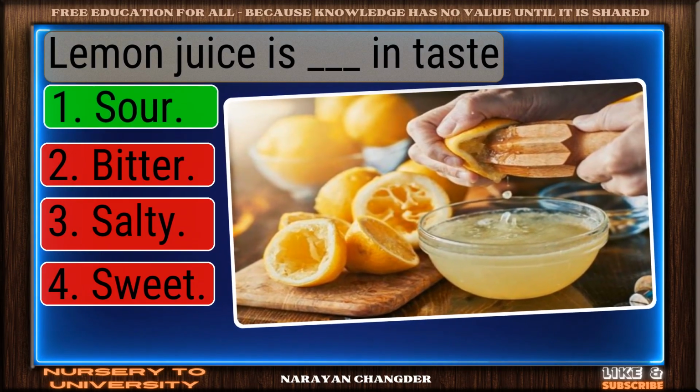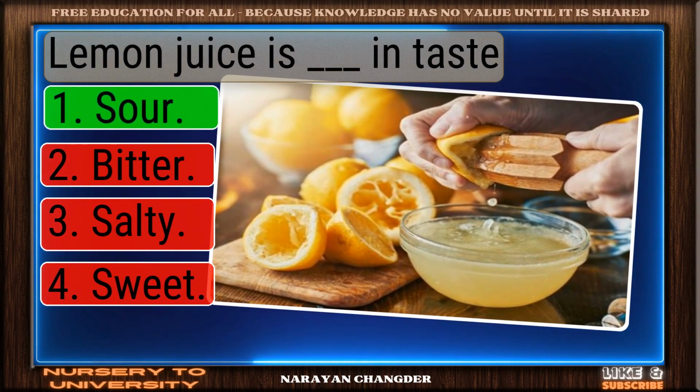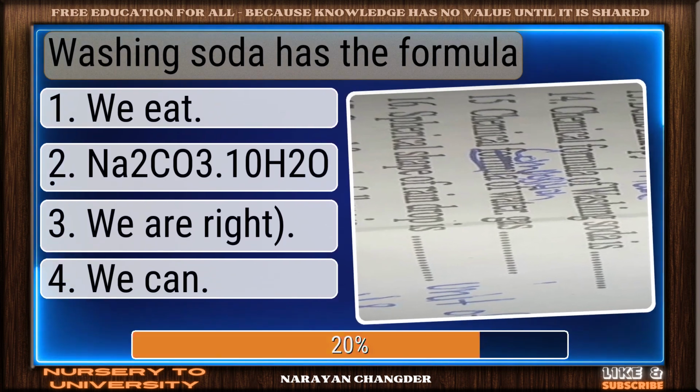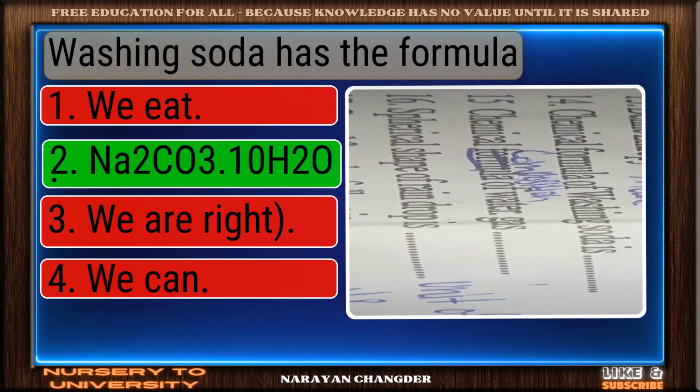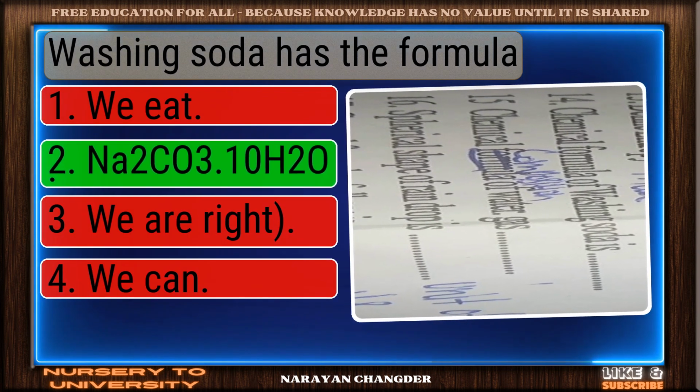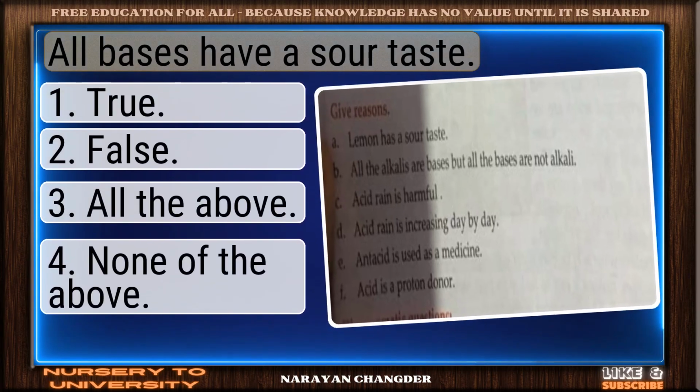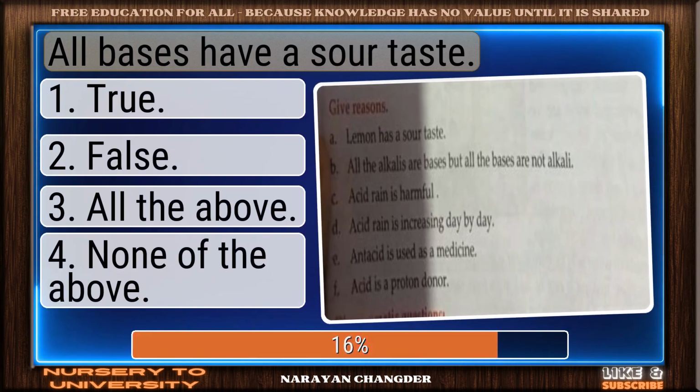Excellent choice. Sour is the right answer. Question number 173. Washing soda has the formula. Well picked. Na2CO3 is the correct answer. Question number 174. All bases have a sour taste.